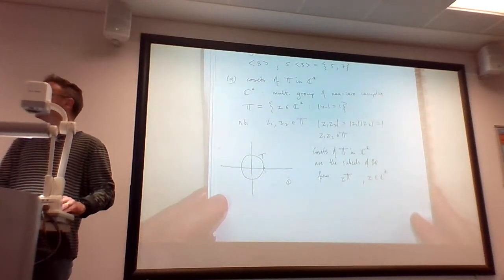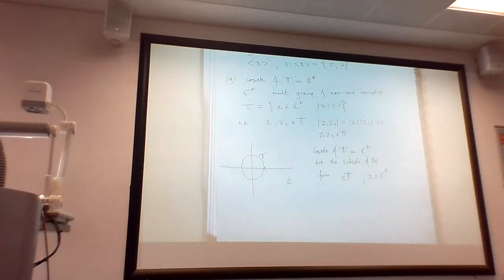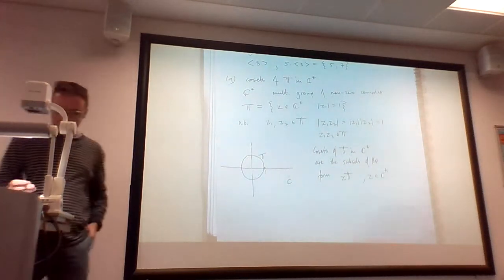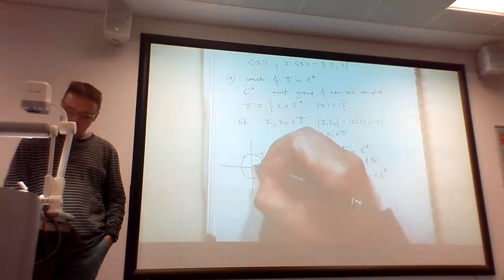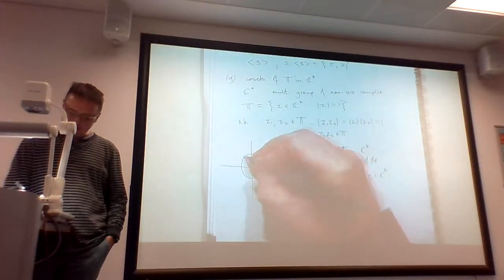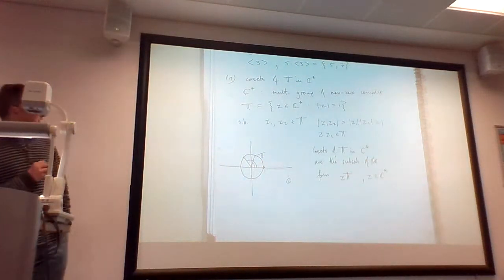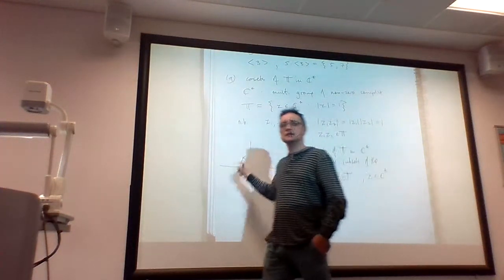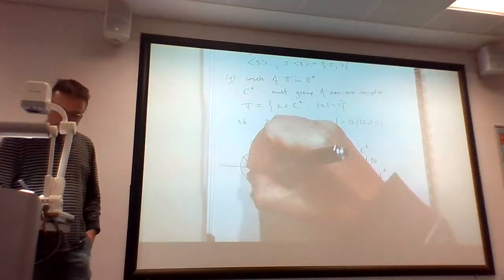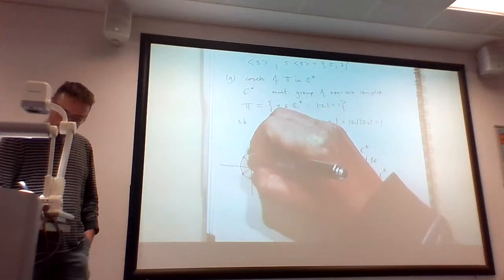T is the set of complex numbers with modulus 1. Unit circle. So that's a subgroup. Take any two complex points here and multiply them. Of course, complex multiplication has a very nice geometrical interpretation. You multiply two complex numbers together on here, each of them has their own angle. The product is just the point which has the sum of those two angles.